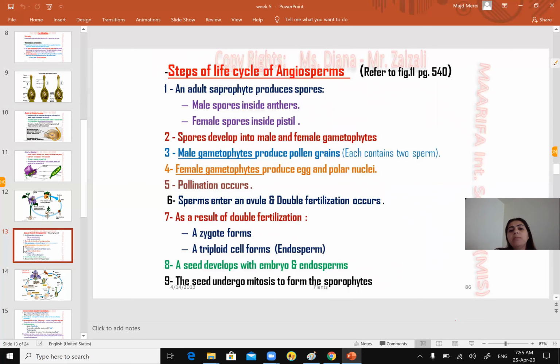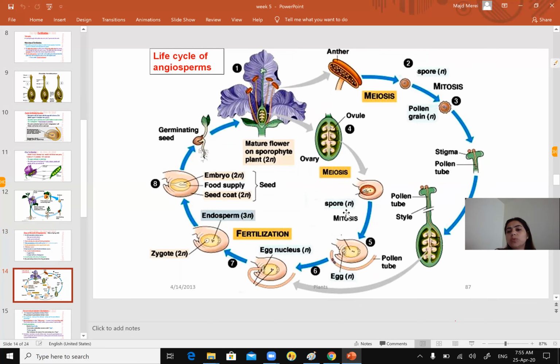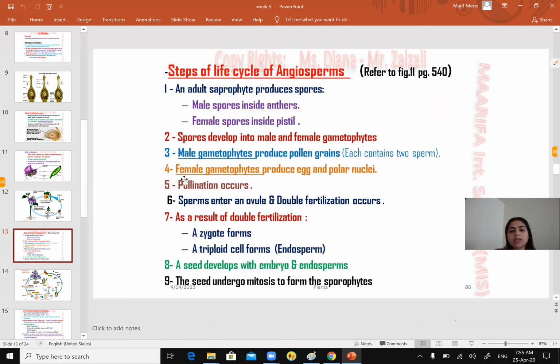Number three, the male gametophyte produces pollen grains. Each one of them contains two sperms. Notice here, the pollen grain, as we said, contains the pollen tube nucleus, which will form the pollen tube, and the sperm. It goes through mitosis, producing two sperms. While the female gametophyte produces the egg and polar nuclei. Remember the eight haploid cells? The egg cell will be fertilized with one sperm, while the polar nuclei, the 2N, are fertilized with the second sperm.